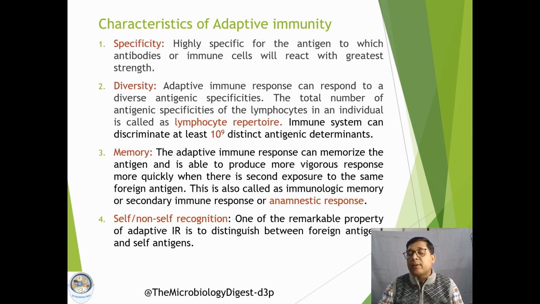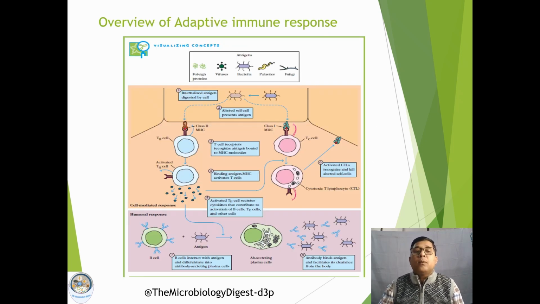Then self non-self recognition. This is a very important characteristic of adaptive immunity, because immunity is not mounted against the self body components. The immune system can recognize which component is its own and which is a foreign component. That recognition is highly essential to mount an immune response. So this is the overview of how the adaptive immune response works.